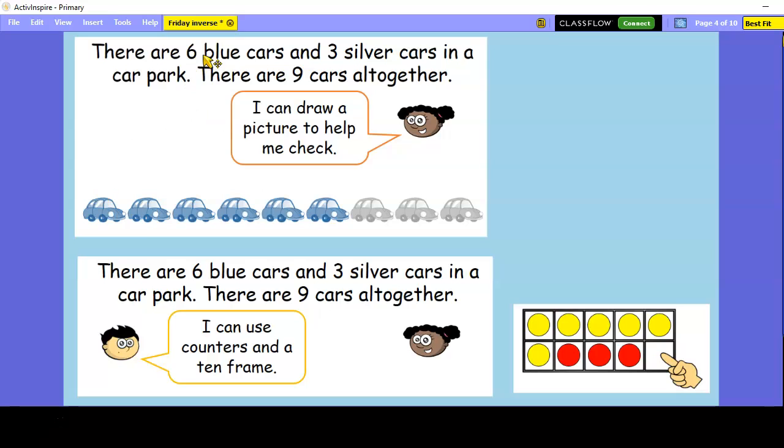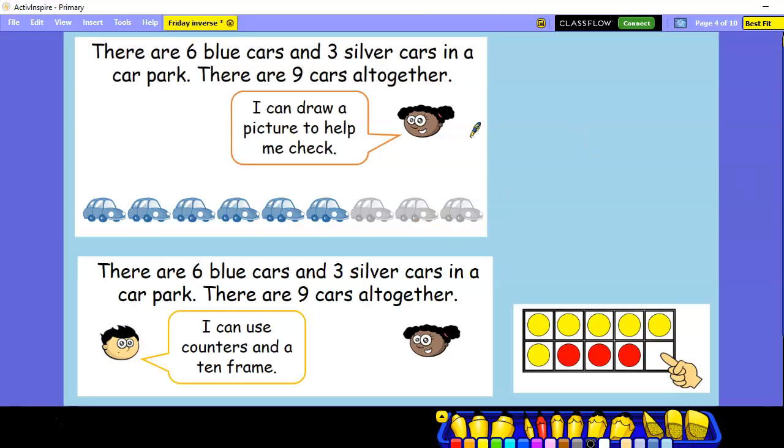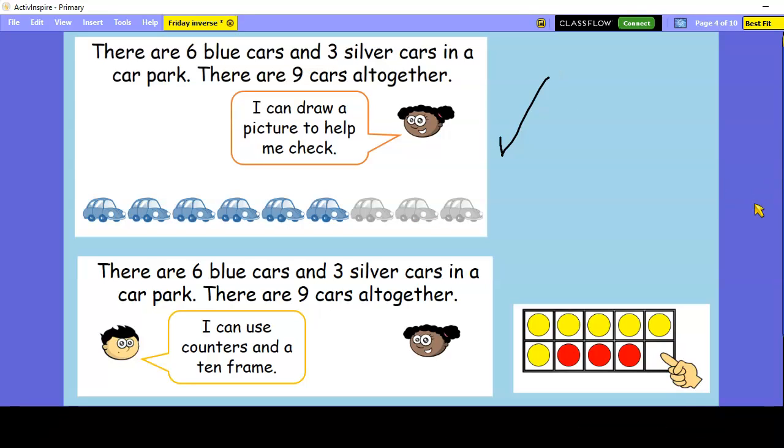So it says 6 blue cars. She drew 6 blue cars. It said 3 silver cars. She drew 3 silver cars. And then she could count them 1, 2, 3, 4, 5, 6, 7, 8, 9. And the answer is correct. Good girl.